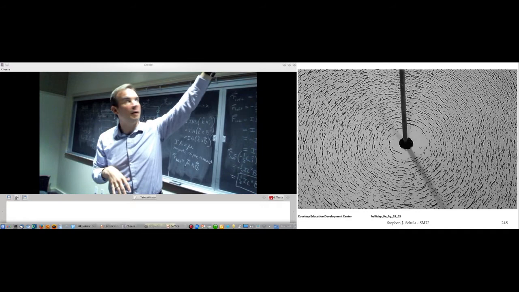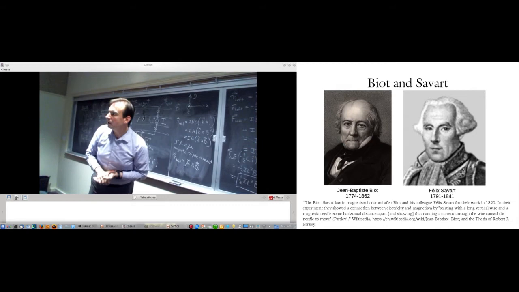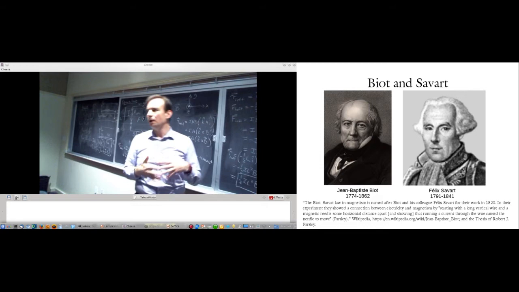And isn't this gorgeous, right? You can see the current is going up the wire and the magnetic field is circulating around that wire. And it was this observation that two physicists used to write down a law that we now understand deeply, which predicts the magnetic fields caused by electric currents.